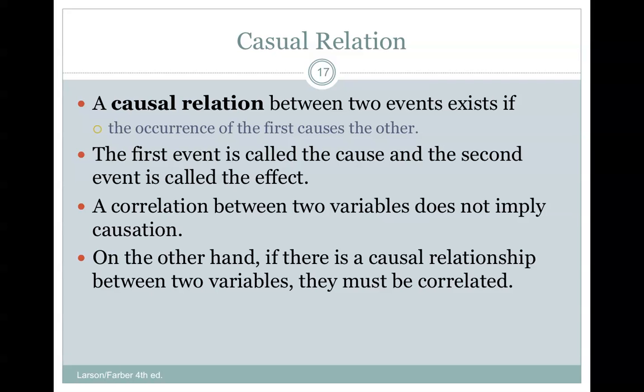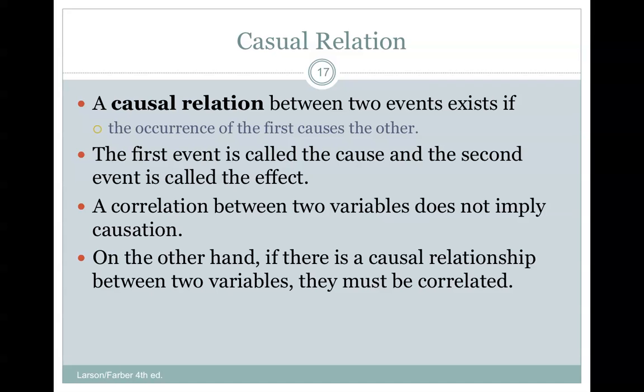Alright, so a causal relation between two events exists if the occurrence of the first causes the other. A lot of people get correlation and causation mixed up. The first event is called the cause and the second event is called the effect. A correlation between two variables does not imply causation. That is very important. Just because two things are correlated does not mean that one caused the other.